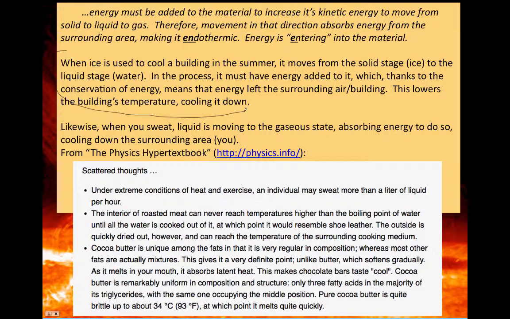A great resource for thermodynamics as well as other things is the physics hypertext. And from that, I got some scattered thoughts. Under extreme conditions of heat and exercise, an individual may sweat more than 1 liter of liquid per hour. That's a lot of liquid. No wonder athletes need to drink a lot.